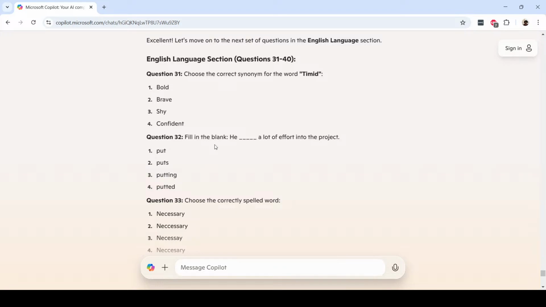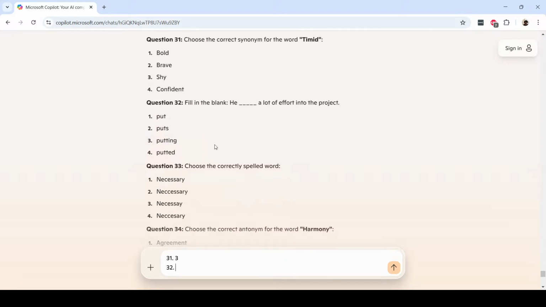Correct synonym for the word timid. So bold, brave, confident are all like opposites of this. So our answer is shy. Fill in the blank. He put, puts a lot of effort. Puts, or he is putting, but that is not there. So, he put a lot of effort into the project.